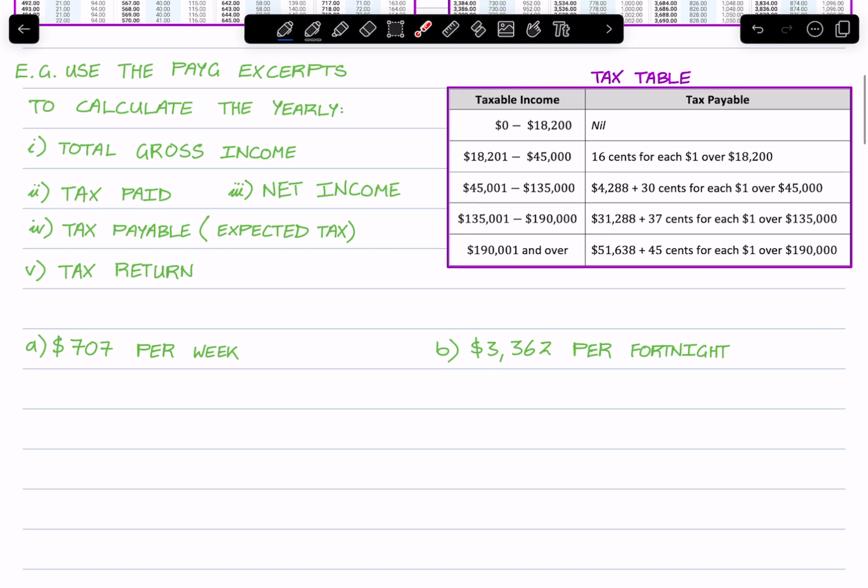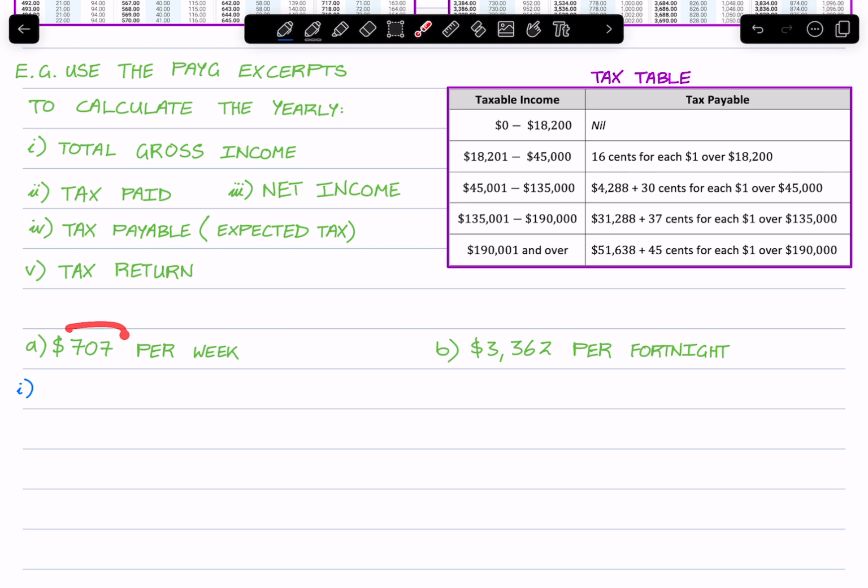Now, before we continue, this example that we're about to do makes big assumptions. Firstly, it assumes that this is the amount that this person earns every single week and that they are working and earning every single week of the year. So this is the first assumption that we're going to make just to understand this PAYG system. So here we go. Part 1.